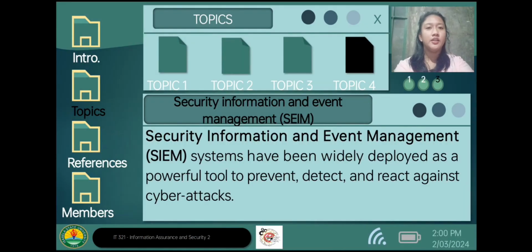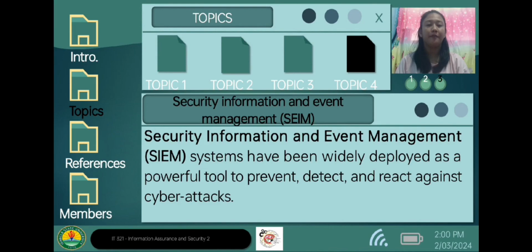I'm Angelica G. De La Cruz, and I'm here to discuss Security Information and Event Management, known as SIEM. SIEM systems have been widely deployed as a powerful tool to prevent, detect, and react against cyber attacks. They give an organization the ability to monitor, analyze, and manage security events in real time.